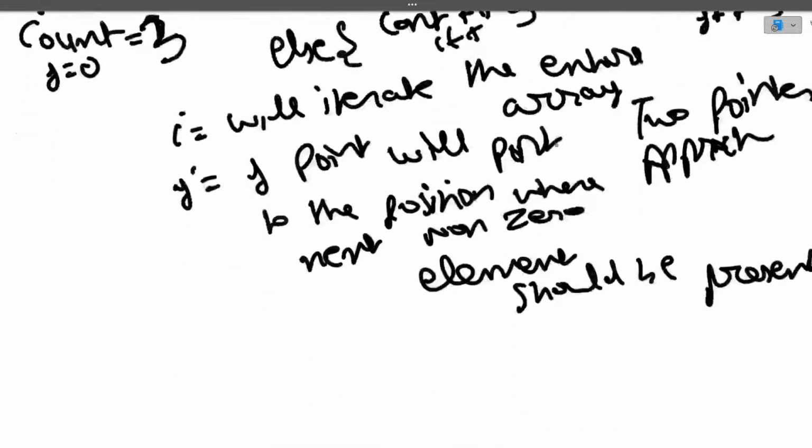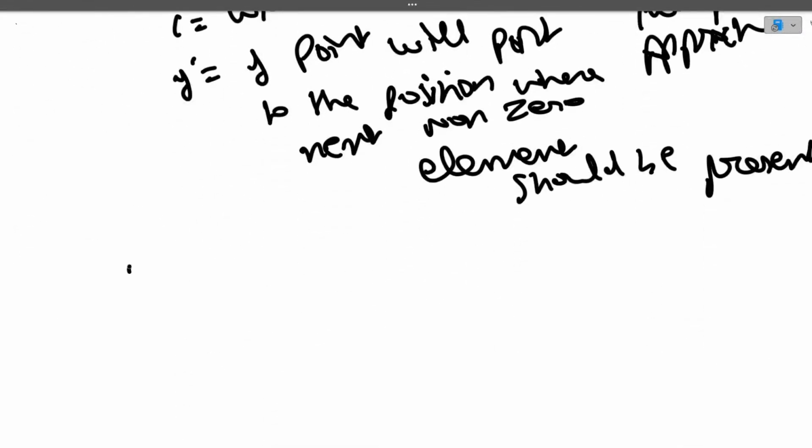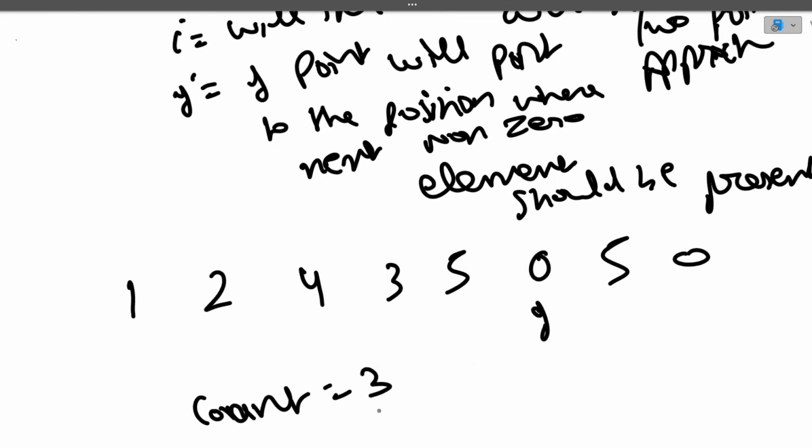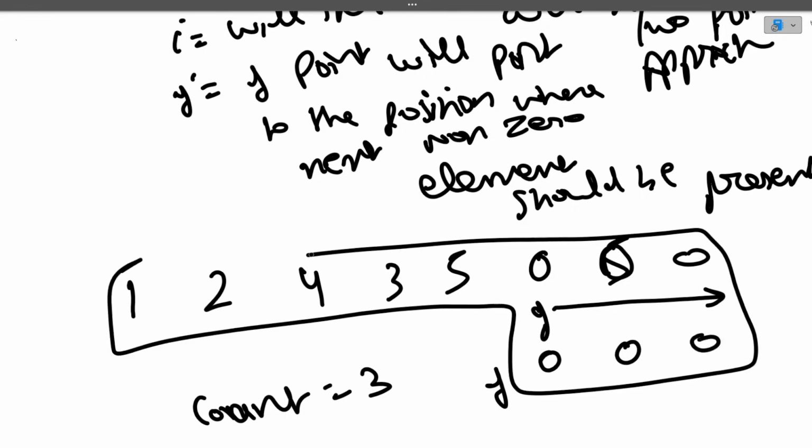Now what is the current scenario? 1, 2, 4, 3, 5. The array has 0, 5, 0 remaining. j is here. Count is 3. It means there are 3 zeros left, and we know that these 3 zeros will be coming at the back of the array. From j till the last of the array, there are 3 elements and count is also 3. So from j till the last of the array, we will make all the elements 0. So j is 0, this also 0, this also 0. This will be the resultant output.